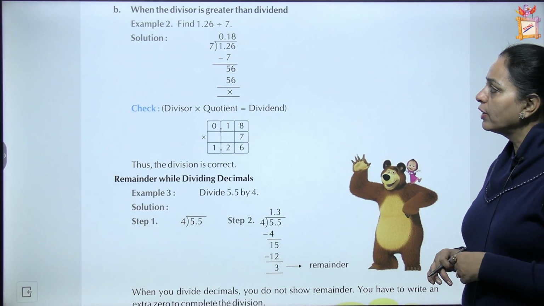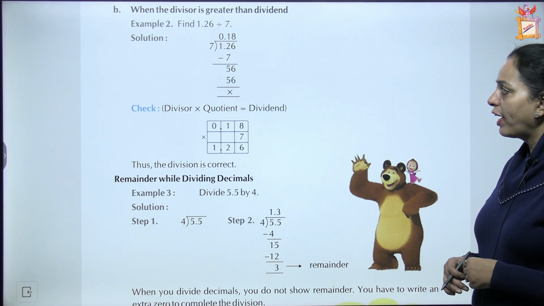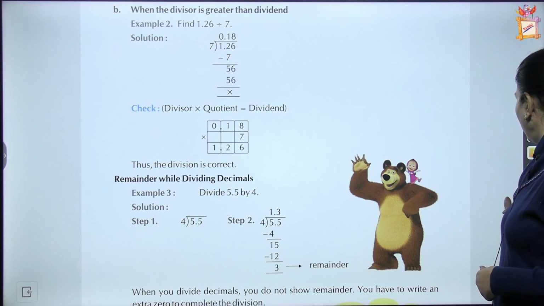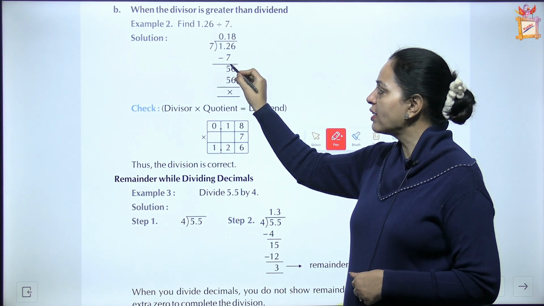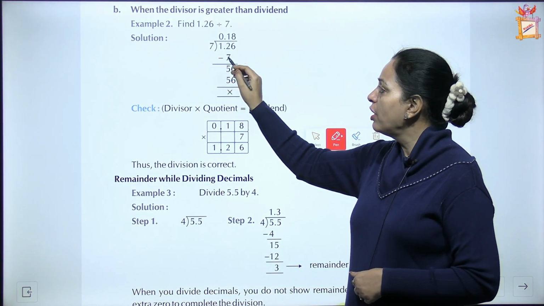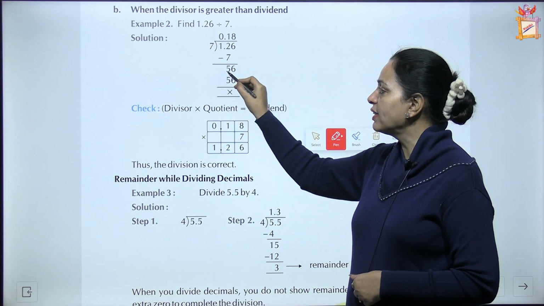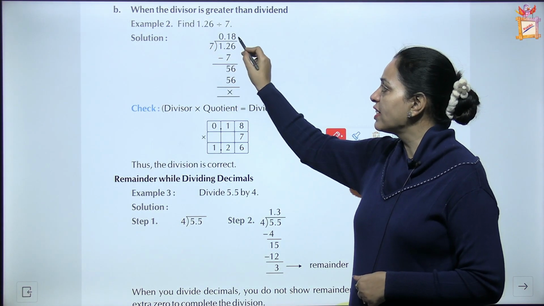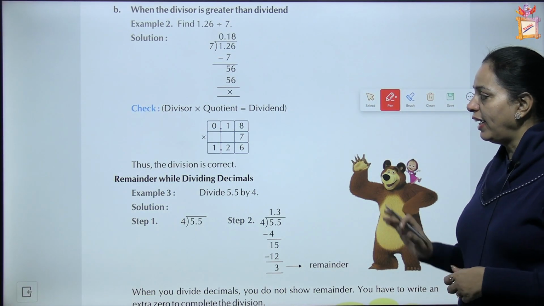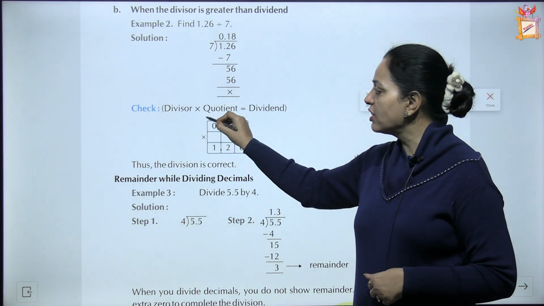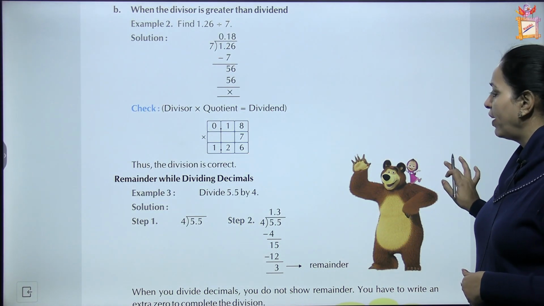Now B part, when the divisor is greater than dividend, find 1.26 divided by 7. So here, you know 1 is less than 7, so we will write here 0. Now decimal part starts, so put the decimal point. Now 12 becomes, 7 1s are 7, minus, this is 56, 7 8s are 56, answer is 0.18. We can check our answer. Divisor into quotient equals dividend, so it means division is correct.